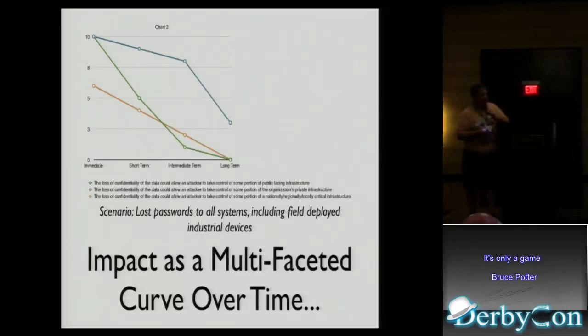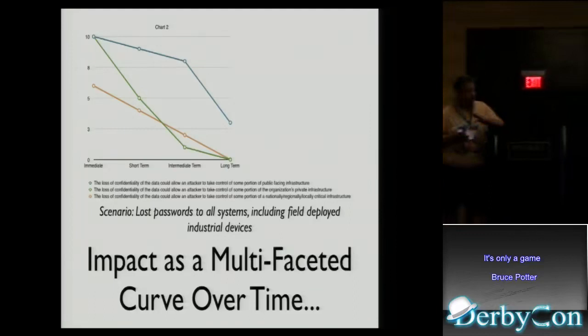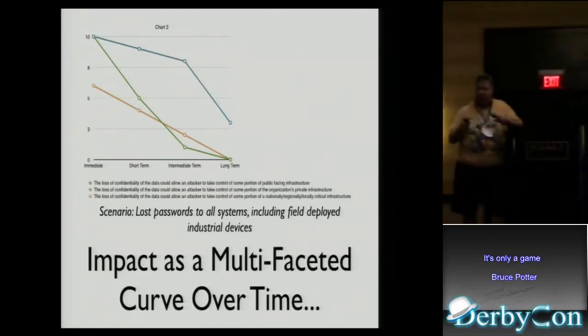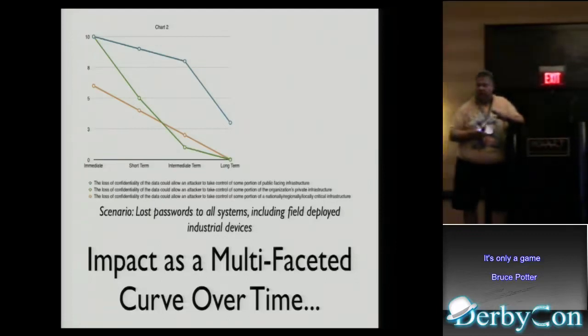The second one says it allows somebody to take control of our private inside infrastructure. And you can see that now has a completely different curved aspect. So it starts really high, but since these are your internal systems, you have more control, you can pretty quickly change it, and you can drive that number probably down to 0. The loss of the regionally, nationally deployed critical infrastructure piece has a more linear curve because it takes a lot longer essentially to change those devices in the field and push them out.